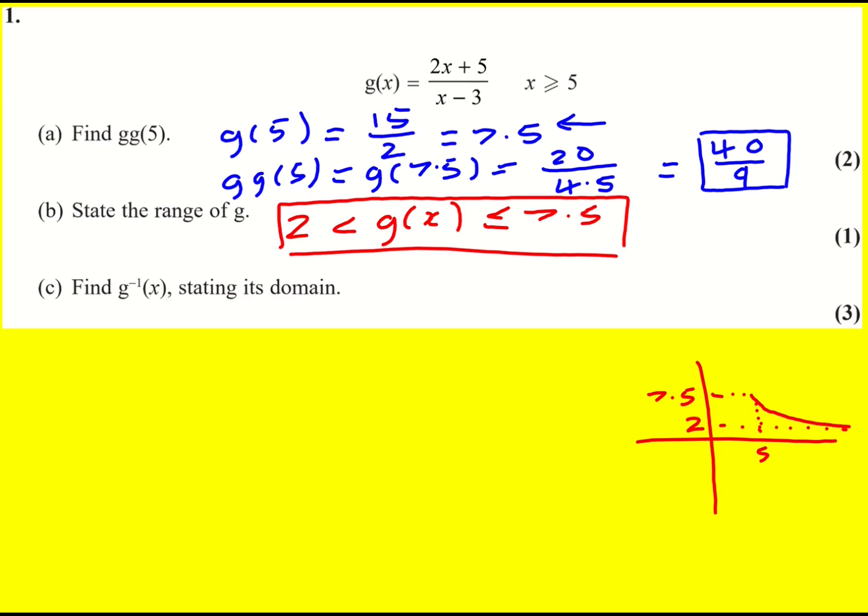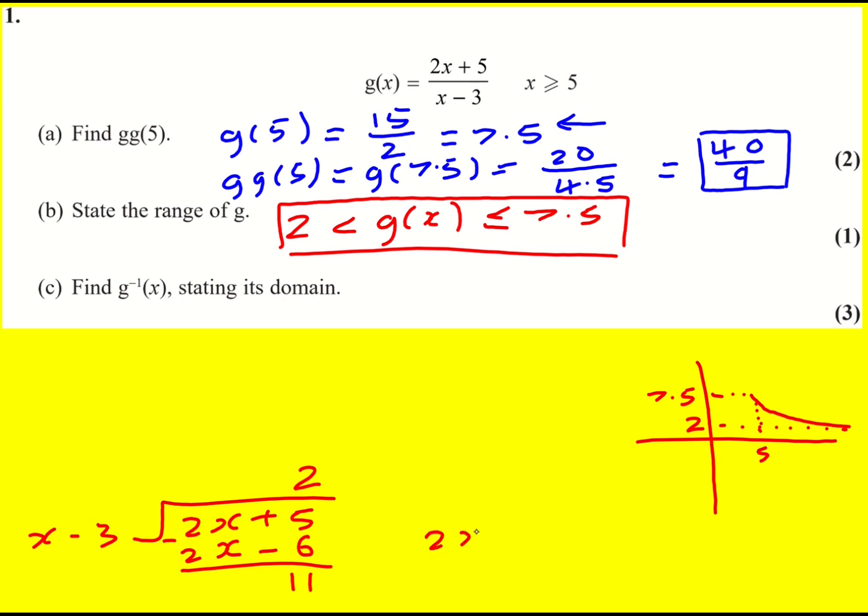Going into more depth on this, we can actually do a little polynomial division. x minus 3 into, this is going to explain how I knew it was reciprocal. So x is into 2x, go 2, multiply back through, 2x minus 6, subtract, gives us 11 as the remainder. So 2x plus 5 over x minus 3 is equal to 2 as our quotient, plus the remainder divided by x minus 3. That's why it's a reciprocal, because we basically have the 1 over x graph.